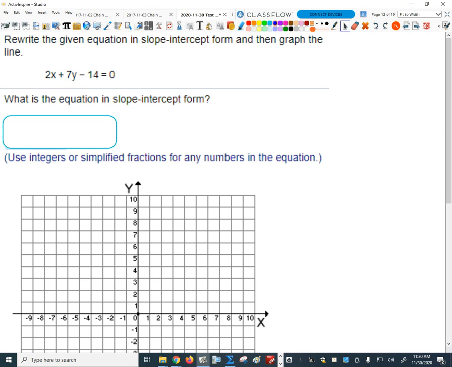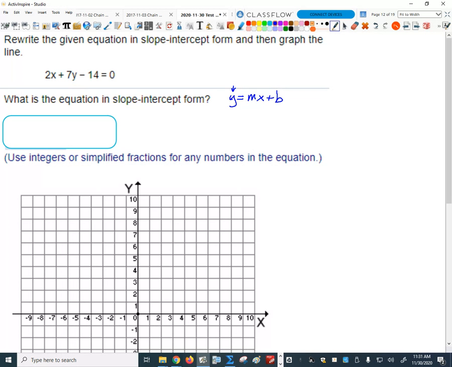Okay, how about this? Rewrite the given equation in slope-intercept form and then graph the line. So we have 2x plus 7y minus 14 equals 0. Well, we got to put this into slope-intercept form. And we know what that is. We already reviewed that. We know slope-intercept form is just the form y equals mx plus b. So if I'm putting a line into slope-intercept form, all that really means is I'm isolating y and simplifying, right? So what would the steps be then to accomplish that?